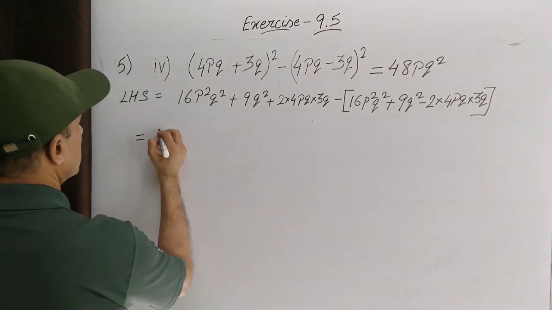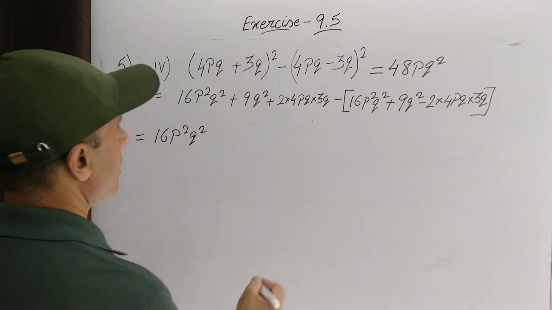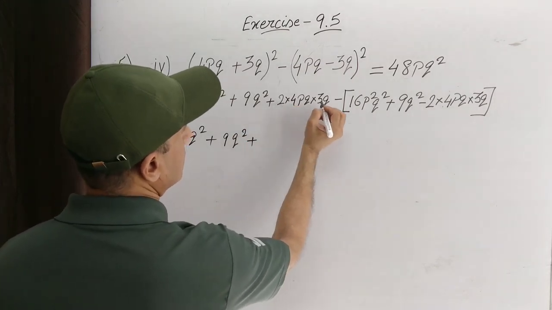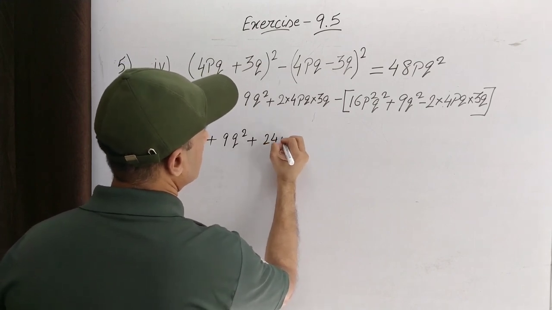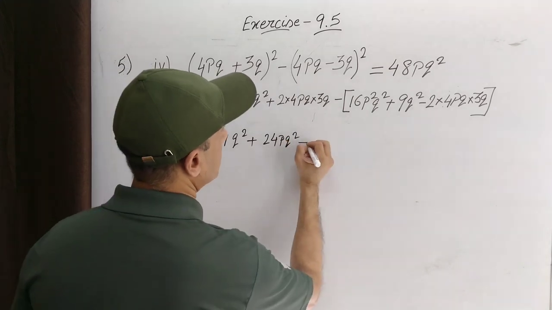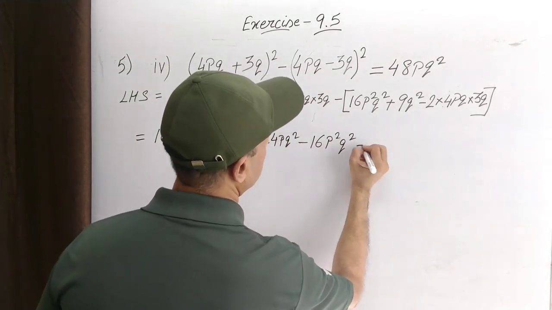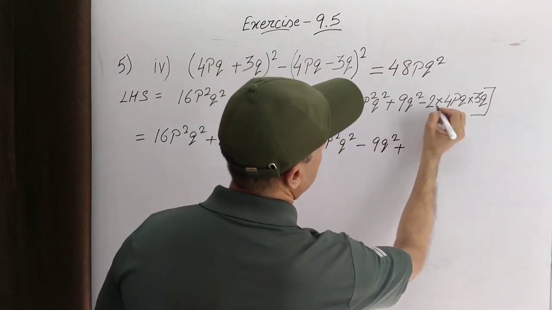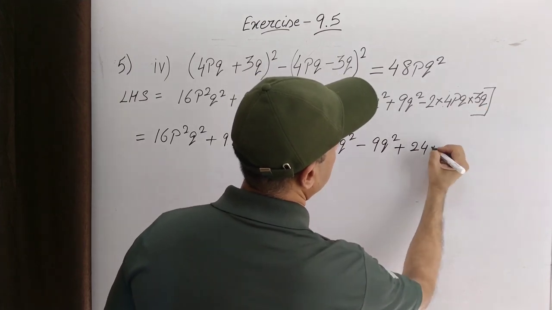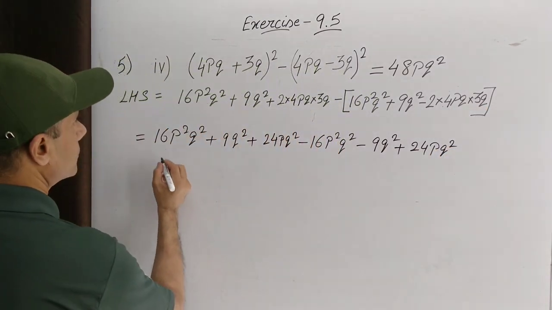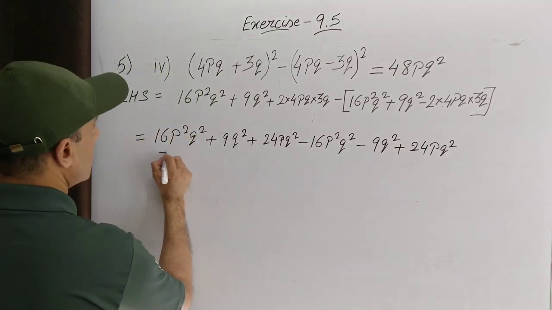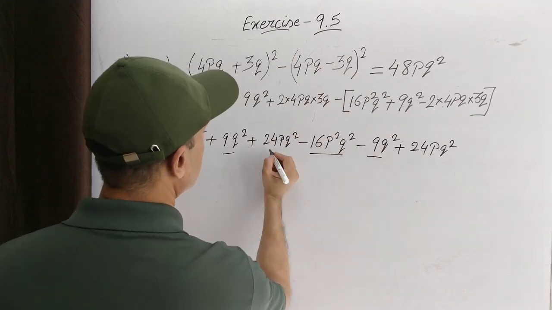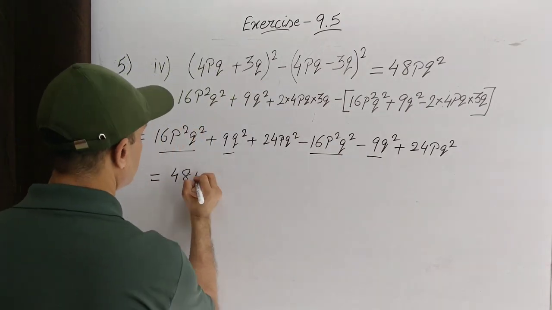So we get this as 16 p square q square and plus 9 q square plus 8 into 3, 24 pq square, minus 16 p square q square minus 9 q square, minus minus plus 8 into 3, 24 pq square. So minus 16 p square q square and plus 16 p square q square is 0. Similarly, 9 q square is again 0. So we are left with 24 plus 24, that is 48 pq square.